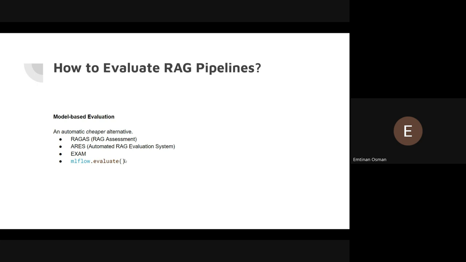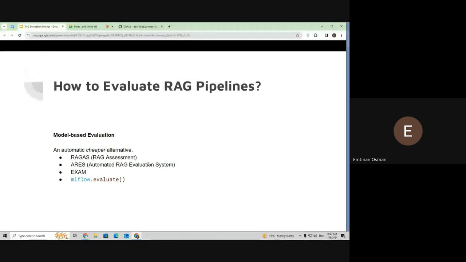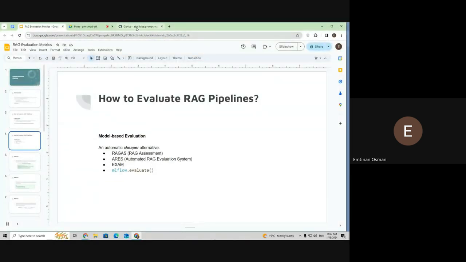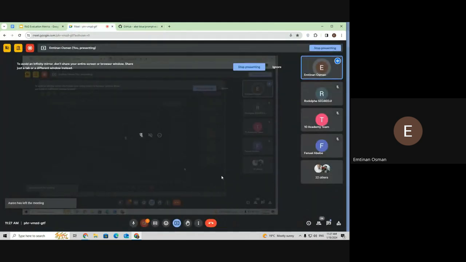Each one of these varies in how they define the metrics exactly, how they implement or use the LLMs, and the prompts they use, for example, to create test data. You can actually see this part in yesterday's code. Just before I do that, is there any question so far?